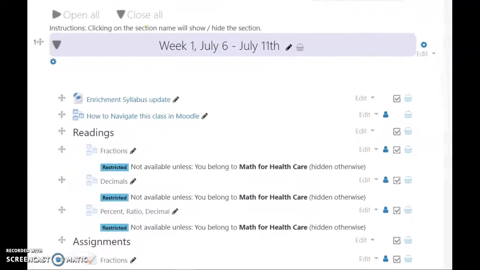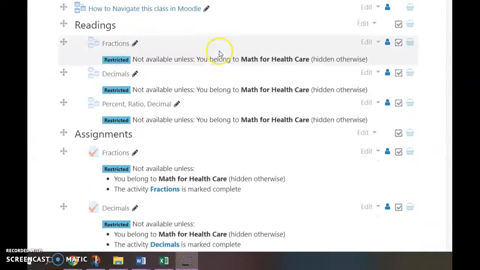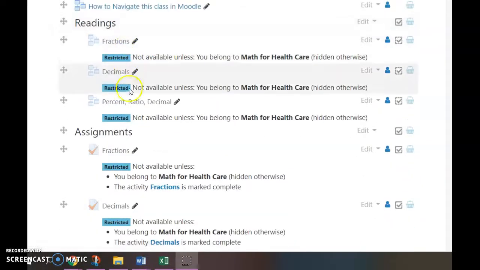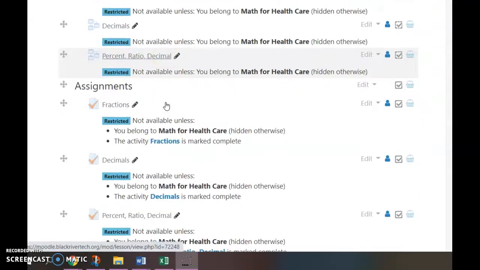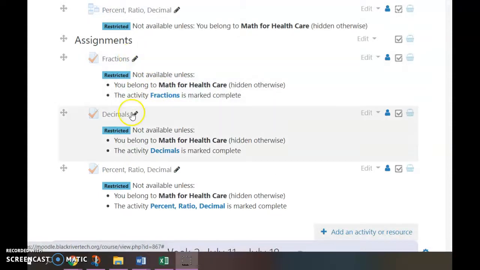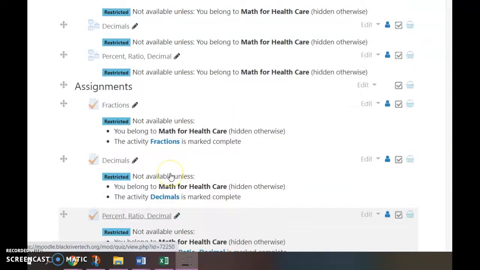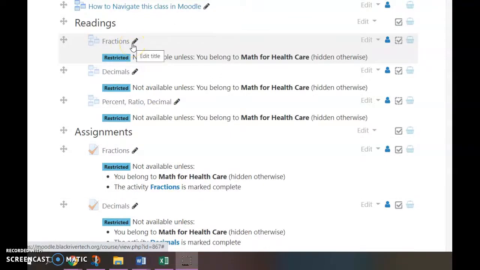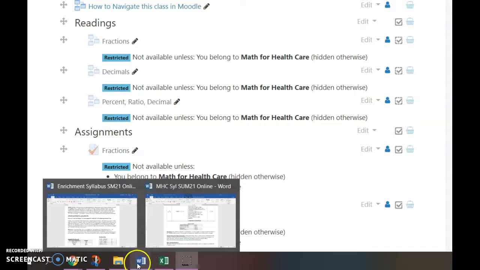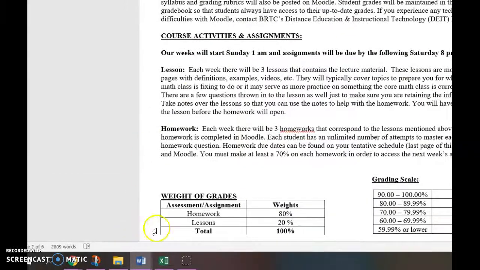I apologize. Okay, so week 1, you can see that we have the readings. Those are your lessons. We've got one over fractions, decimals, and then there's one over percent, ratio, and decimal. Down here under the assignments, there's one for fractions, decimals, and percent, ratio, decimal. So I encourage you to do the reading over fractions, and then the assignment over fractions, and then the decimals, and then the decimals, and then the percents, and then the percents. That way we just keep it fresh on your mind. Let me get back to the correct syllabus here.